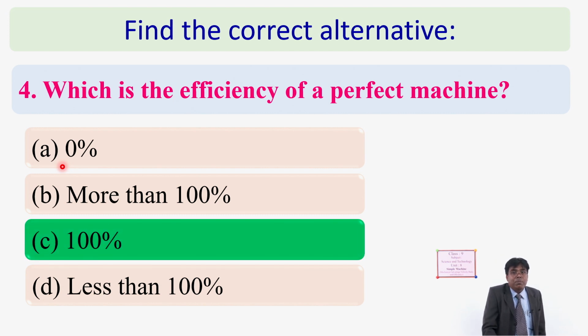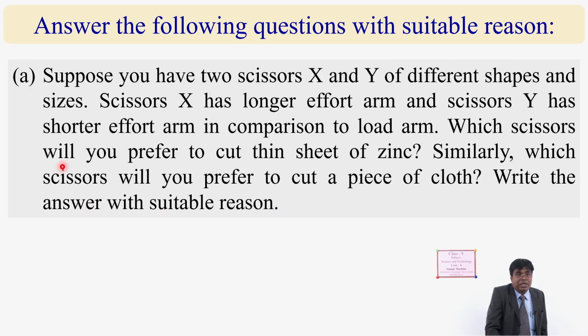Now you have two other questions that you have to do in your copy and show to your subject teacher. Number 1. Suppose you have two scissors X and Y of different shapes and sizes. Scissors X has a longer effort arm and scissors Y has a shorter effort arm in comparison to the load arm. Which scissor will you prefer to cut the thin sheet of zinc? Similarly, which scissor will you prefer to cut a piece of cloth? Write the answer with suitable reason.